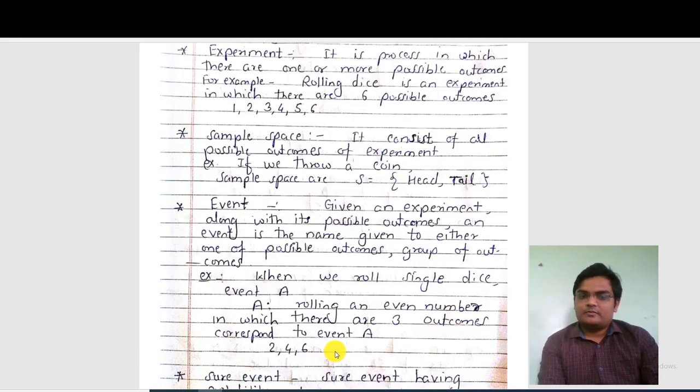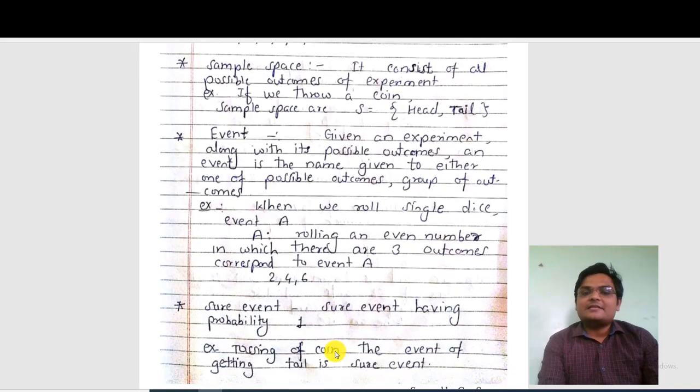Okay. Next concept, that is sure event. A sure event has probability 1. Suppose tossing a coin, and the event of getting a tail. If we toss a coin and we want the tail, the probability is 1, because favorable outcomes are 1 and all possible outcomes are 1. So a sure event has probability 1.